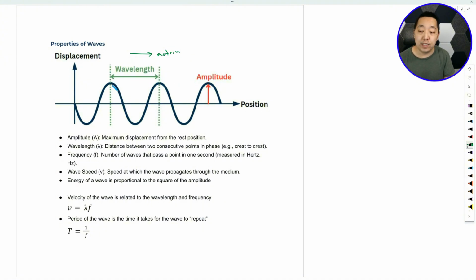So the wavelength is a physical distance. It's kind of like the physical distance between the peaks or the troughs there. That's how long. It's a physical distance measured in meters. It's how far we've traveled along.